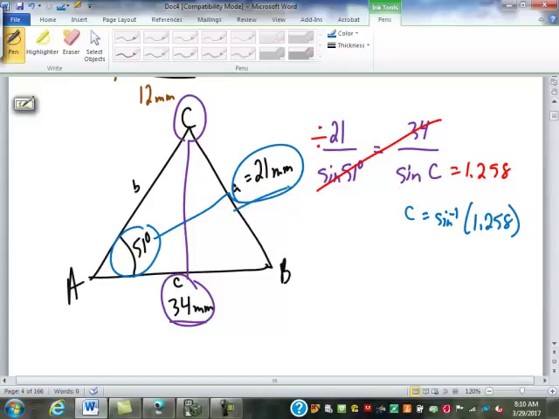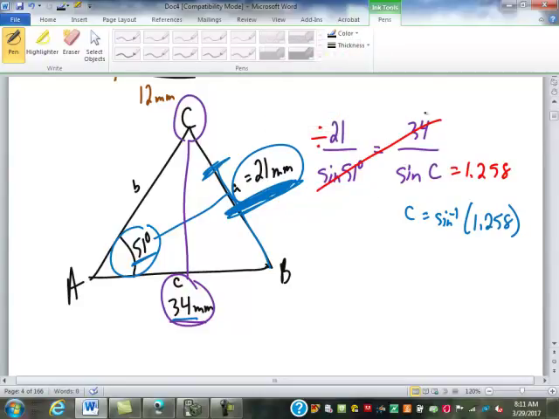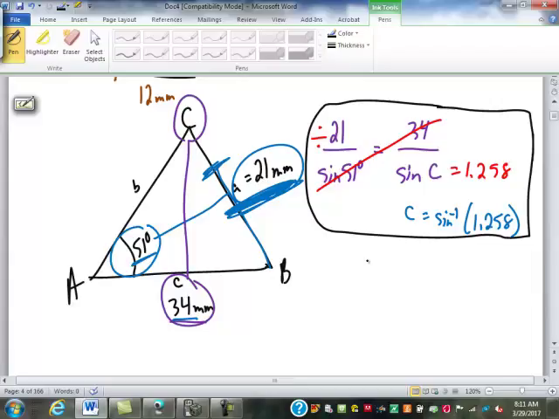What it's saying is this side over here is too short. If that's 51 degrees and this is 34 millimeters, 21 millimeters is not long enough. 21 millimeters is only going to reach about here. It's not going to make it all the way back to the other side. So let's try that again. And that is something you're going to run into. That is one possible case.